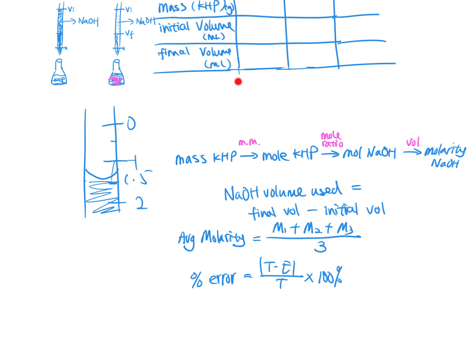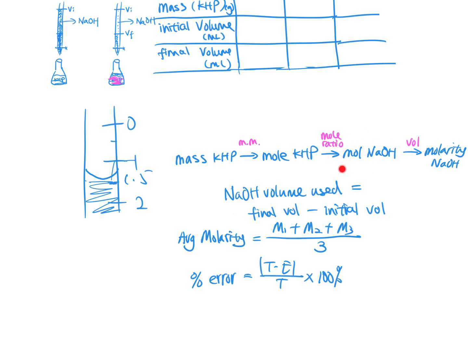Once you get all the data, there are 3 of you or 2 of you in a group, so you need to have data sets 1, 2, and 3, one per each lab member. Once you know the mass of KHP, because we measured it when we started, you can use the molar mass of KHP as a conversion factor to convert it to moles of KHP. Once you know moles of KHP, you can use the mole ratio to get moles of sodium hydroxide. In this reaction, they are in a 1-to-1 ratio.